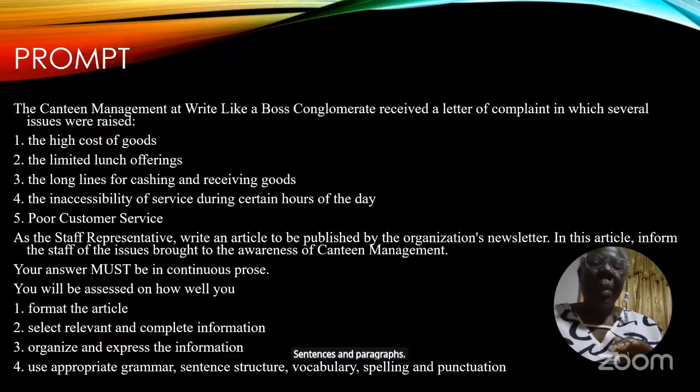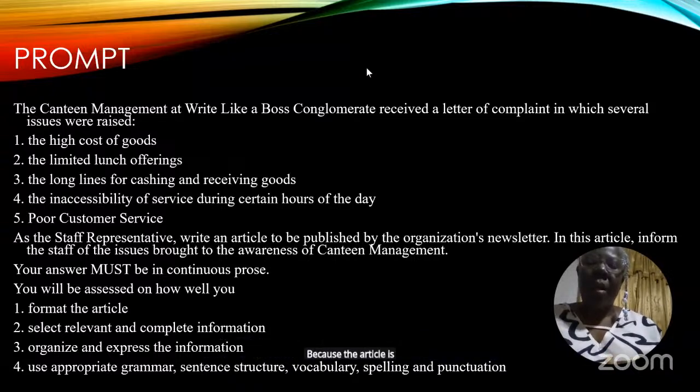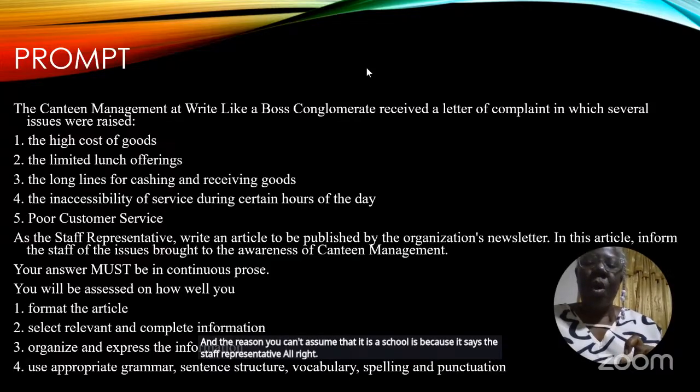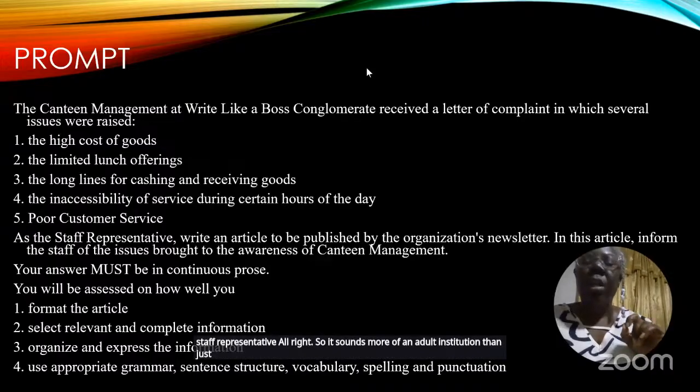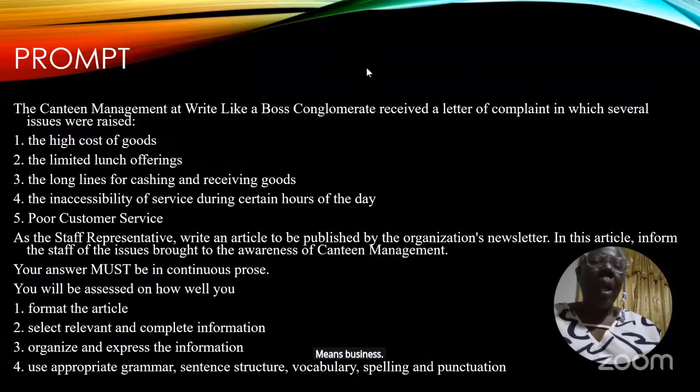All right. But because the article is centering you on, I'm coming to you, Lakshmi, because the article is centering you on the organization rather than a school. And the reason you can't assume that it is a school is because it says the staff representative. All right. So it sounds more of an adult institution than just a school. And the word conglomerate means business. All right. Go ahead, Lashmi.